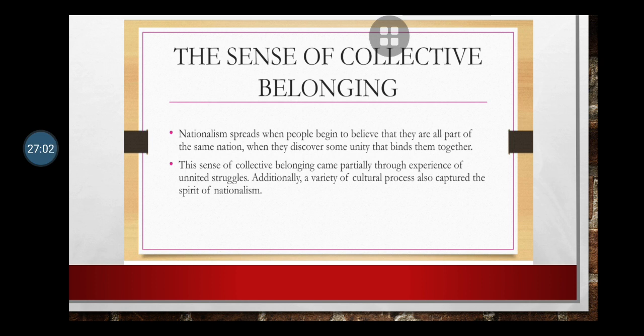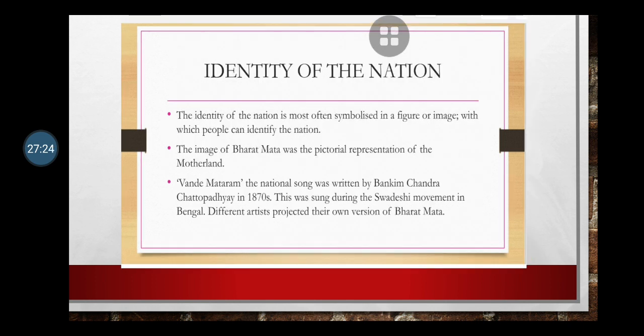Nationalism spreads when people begin to believe that they are all part of the same nation, when they discover some unity that binds them together. We are talking about that bond, and we discussed that in the beginning of the chapter also. This sense of collective belonging came partially through the experience of united struggles. Additionally, a variety of cultural processes also captured the spirit of nationalism. The identity of the nation is most often symbolized in a figure or image with which people can identify the nation.